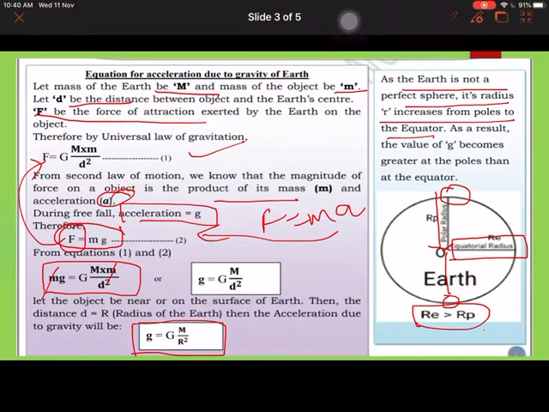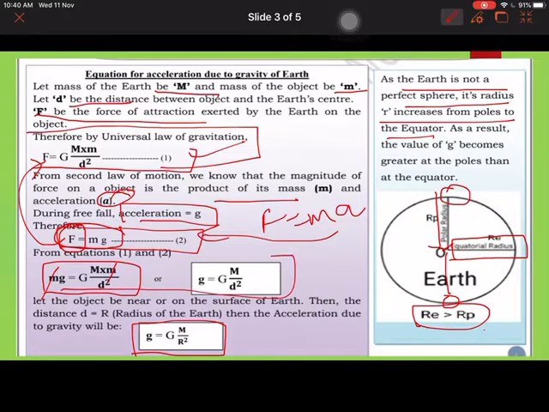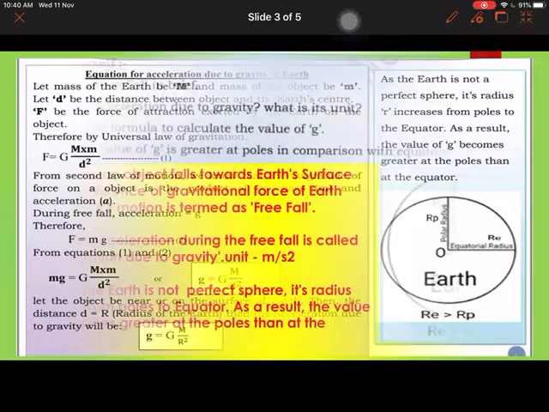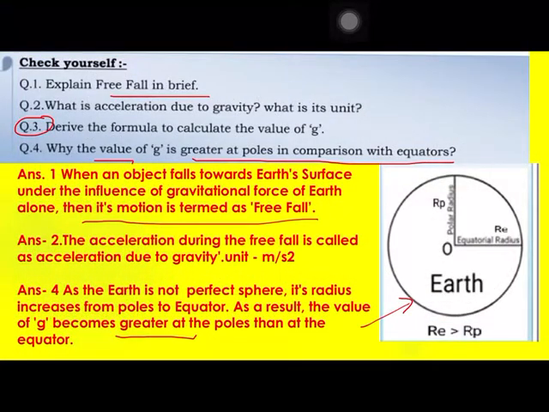In this, for question number 3, you just write first the universal law of gravitation. Then you write F is equal to m g and this equation and this one. So these 4 equations you can write in question number 3, which derive the formula to calculate the value of g.